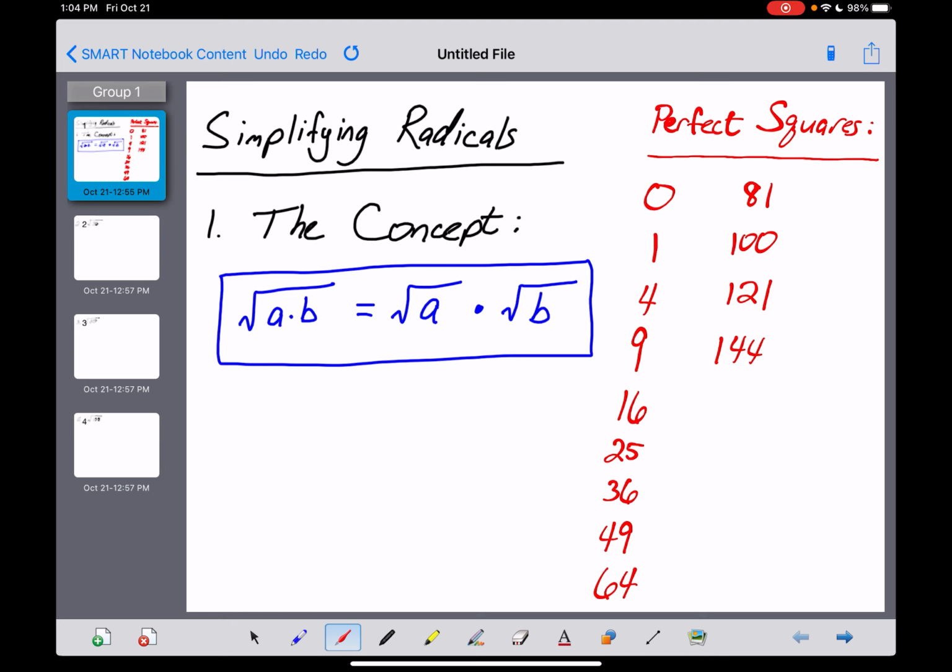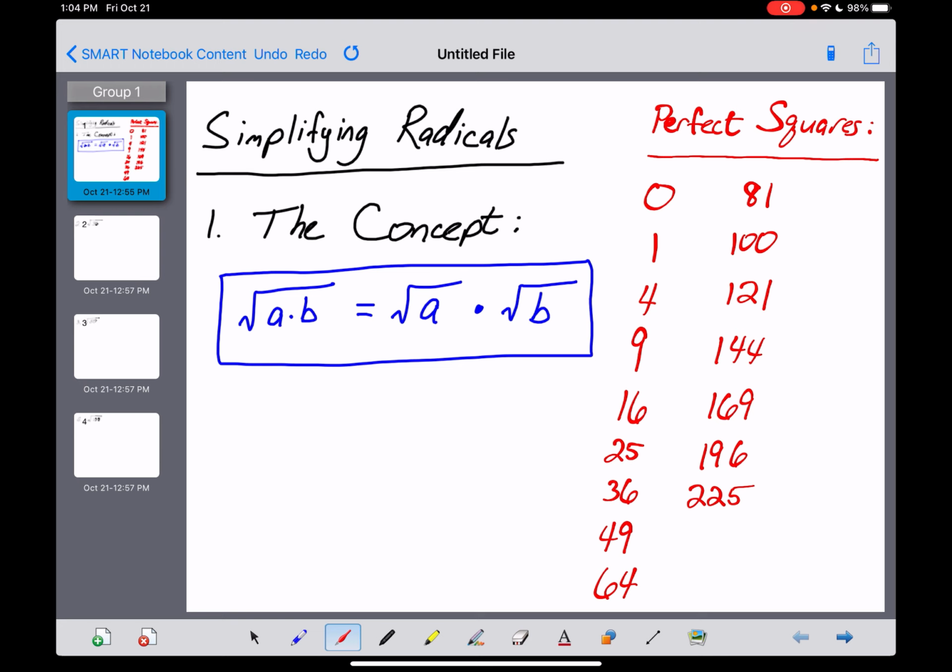This right here is the first 13 of them. These are numbers you definitely want to know. And it certainly doesn't hurt to go a little bit further. 13 squared is 169. 14 squared is 196. 15 is 225. And most teachers would tell you that's probably far enough.